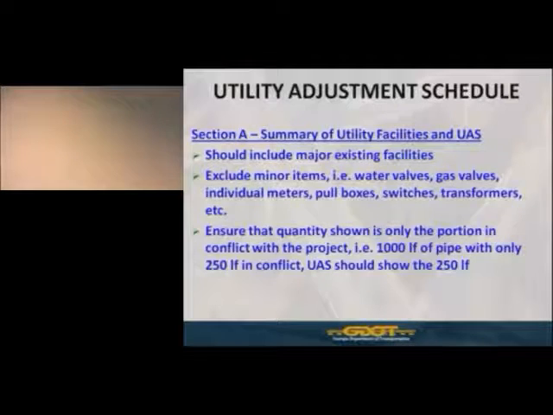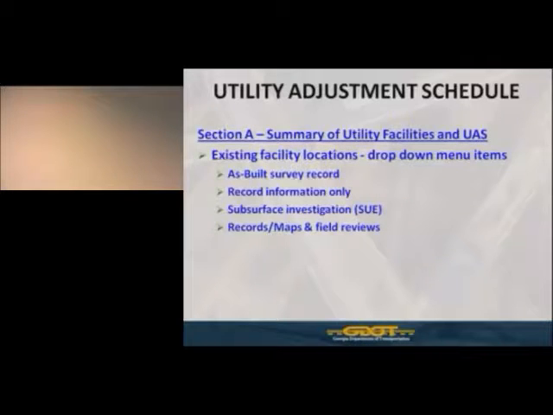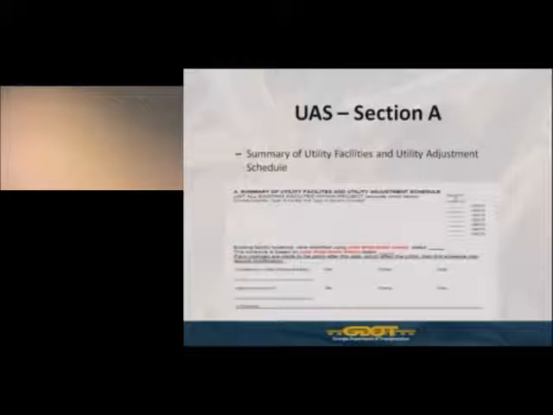So, if you look at the next line, it says existing facility locations were identified using, and it says drop-down menu, dated. That drop-down menu consists of essentially 4 items: as-built survey record, record information only, subsurface investigation or SUE, or records and maps and field reviews. So what you're identifying at that location is how did you identify those existing facilities? Obviously, the highest level of location would be the as-built survey records. Did you use as-built plans? And then you identify whatever set of plans or however you identified those existing facilities, what was the date given on those plans or the field review was done and so forth.